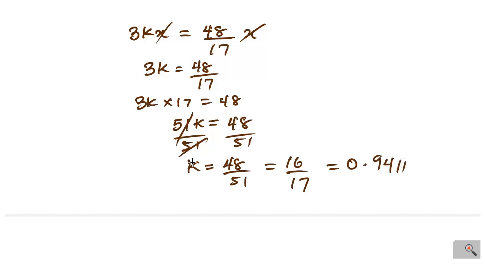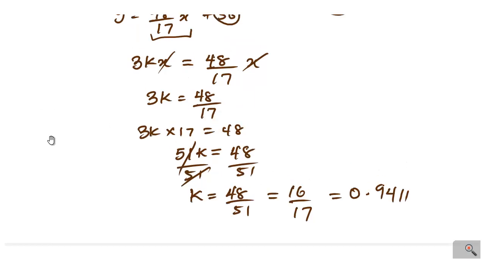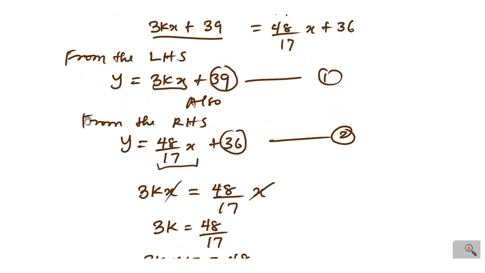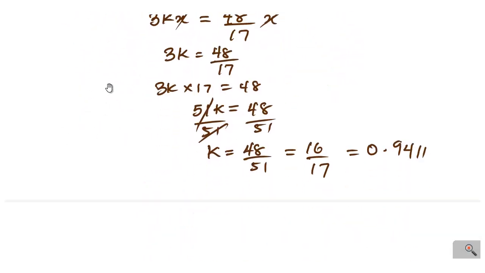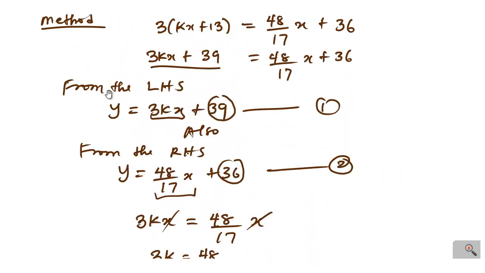So what does this suggest? It implies that 16 over 17 is the value of k that will make the system have the same slope, even though we have confirmed that they have different y-intercept. So the value of k that will make that possible is 16 over 17.